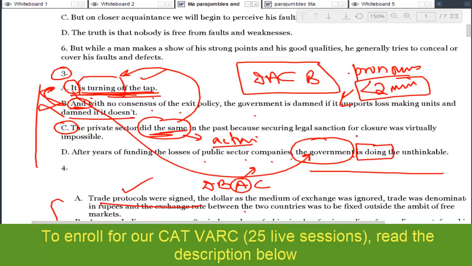So government is doing the unthinkable, and this unthinkable is what? Turning off the tap. Because if you put it here, then you will say after years of funding losses, government is doing the unthinkable, and with no consensus of exit policy, the government is damned. Now this turning off the tap and B and A have no connection whatsoever. I don't see any connection between B and A. It becomes a random connection, and therefore it is not a good option.